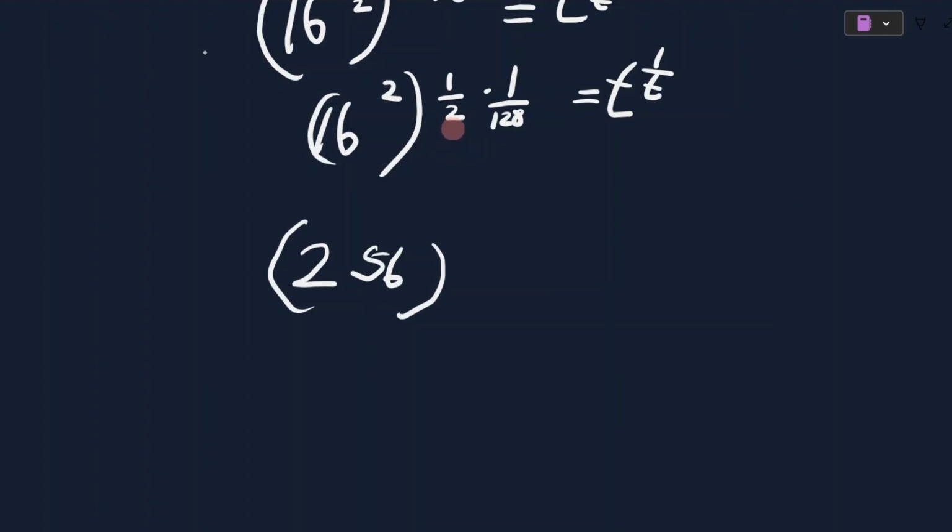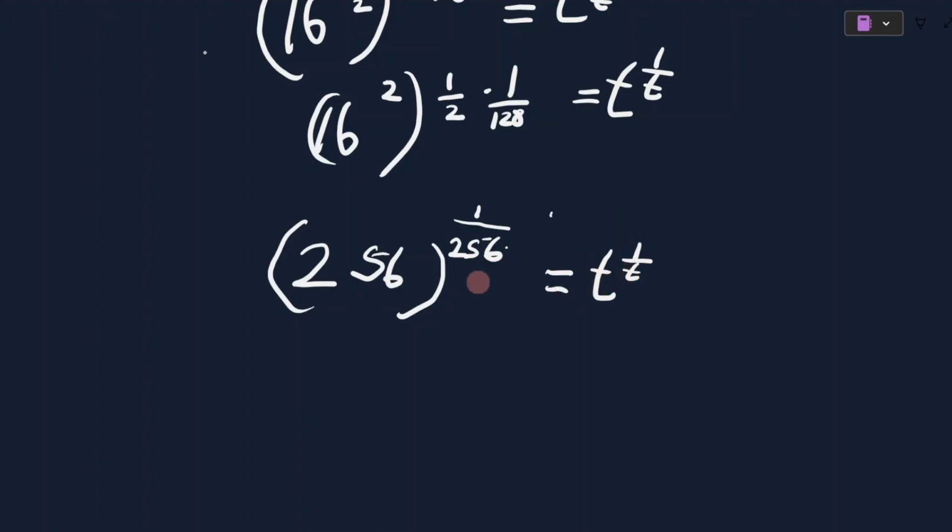If we multiply, we have 2 multiplies 8 gives us 16. We write 6 and carry 1. 2 multiplies 2 gives us 4 plus 1, we have 5. Now, 2 multiplies 1 gives us 2. So, we now have 1 over 256. This whole thing raised to this exponent is equal to t raised to power 1 over t.